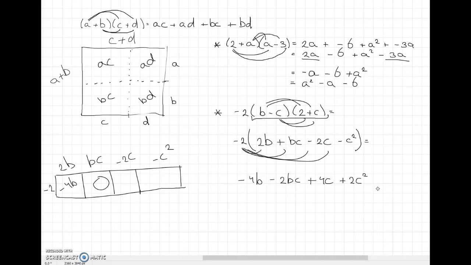Now we need to check if we can simplify this expression. There is one term with b, but no other. One term with bc, none of the others have bc. One term with c, the other with c squared. So there are no like terms to add together.